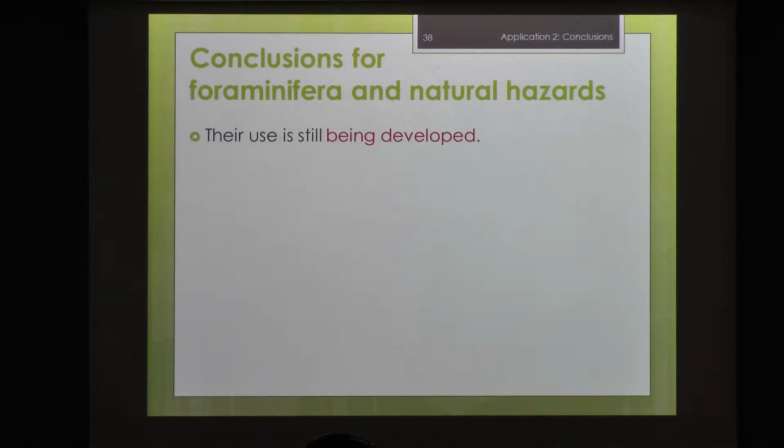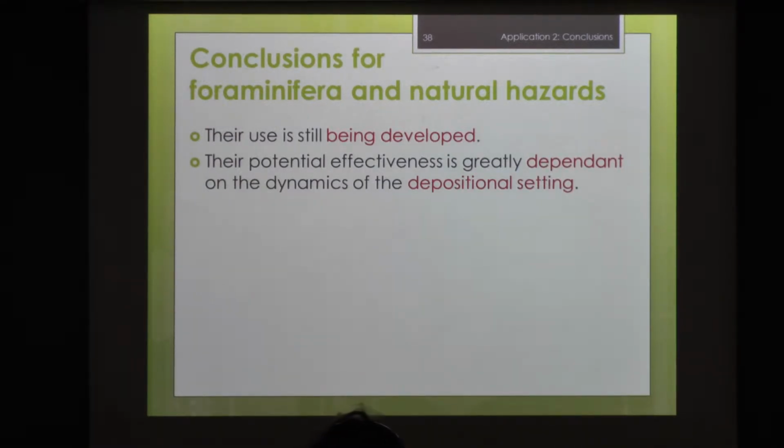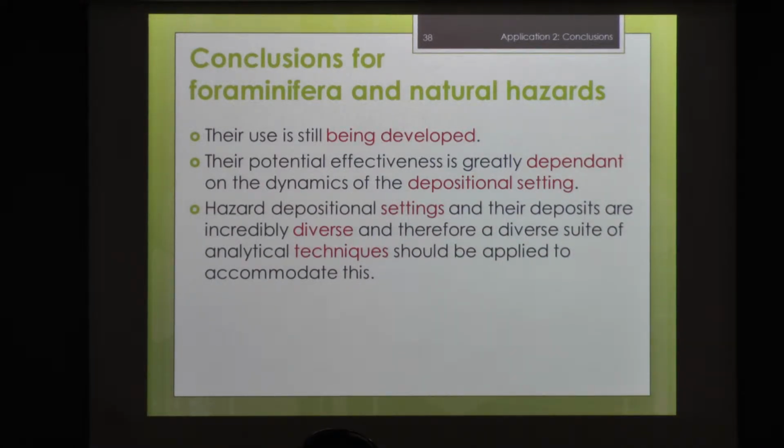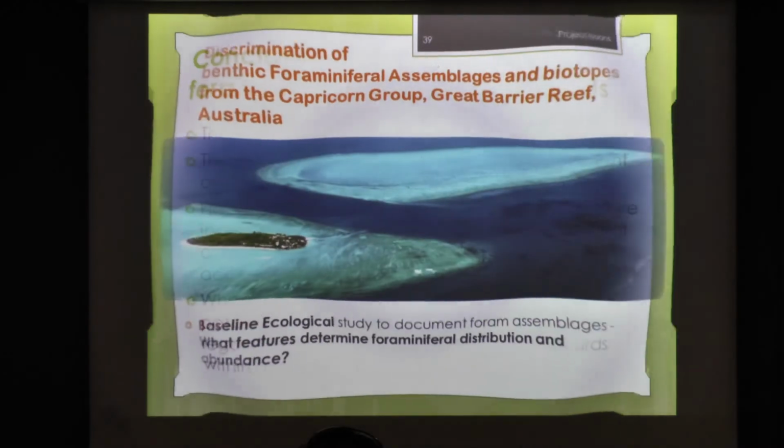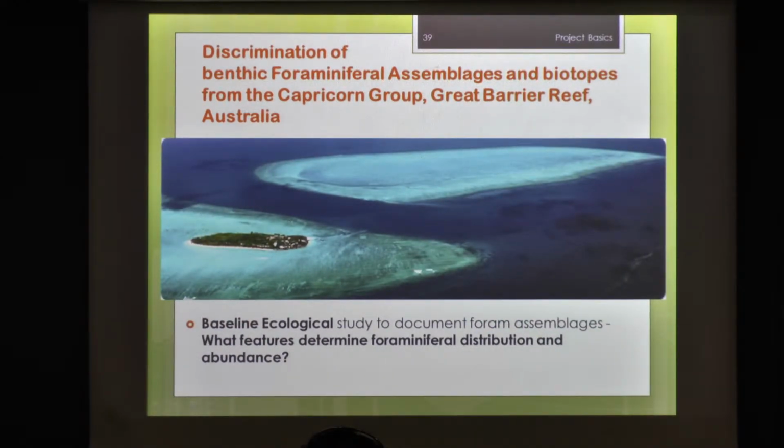All right, so conclusions for forams and natural hazards. Their use is still being developed, well and truly, but we're getting better. I promise. Their potential effectiveness is greatly dependent on the dynamics of their depositional setting. Hazard depositional settings and their deposits are incredibly diverse, and therefore a diverse suite of techniques need to be applied to accommodate for this variance. And then where appropriate, foraminifera have great potential to provide meaningful information regarding the nature of various natural hazards within a region. Okay, so last part.